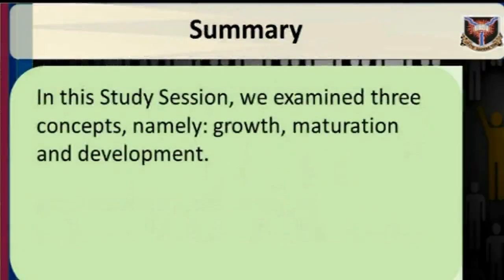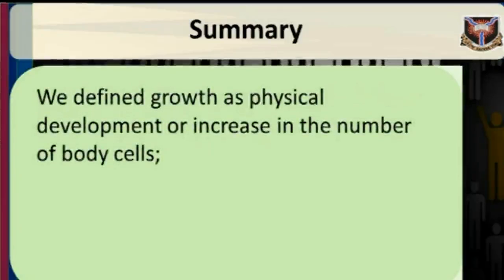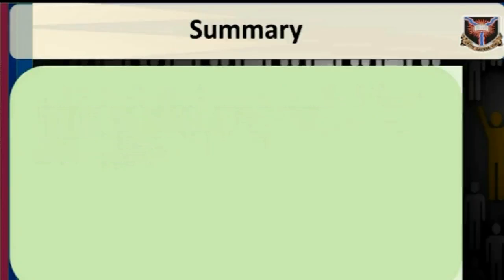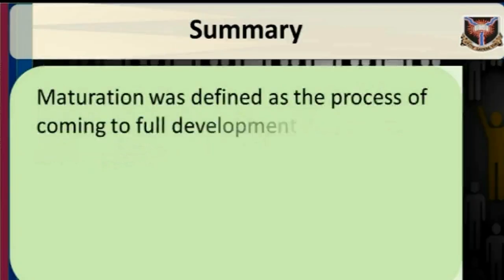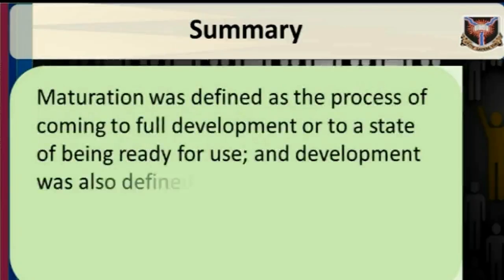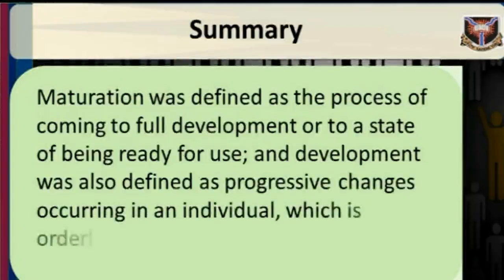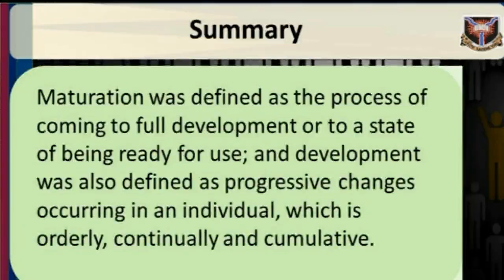Study session summary. In this study session, we examined three concepts, namely growth, maturation, and development. We defined growth as physical development or increase in the number of body cells. Maturation was defined as the process of coming to full development or to a state of being ready for use. And development was also defined as progressive changes occurring in an individual, which is orderly, continual, and cumulative.